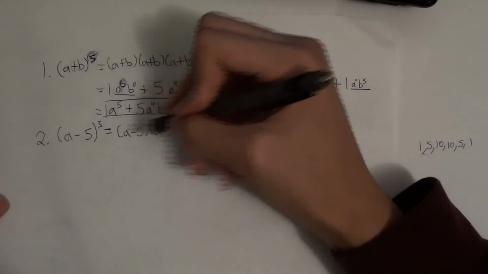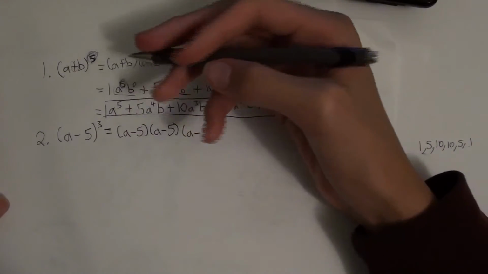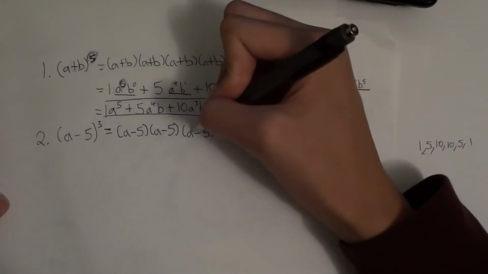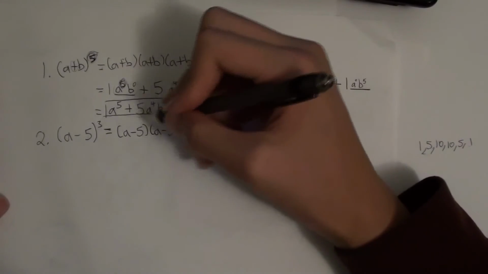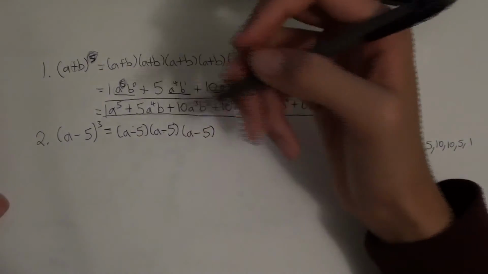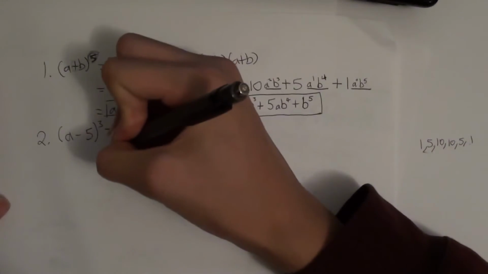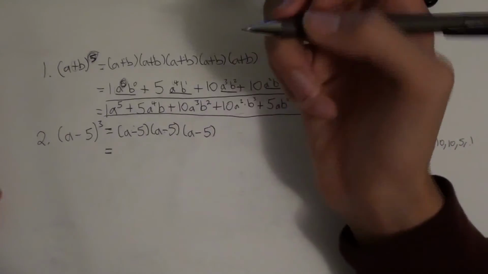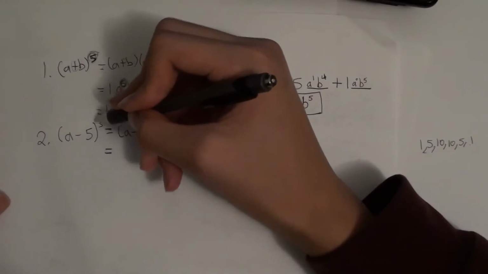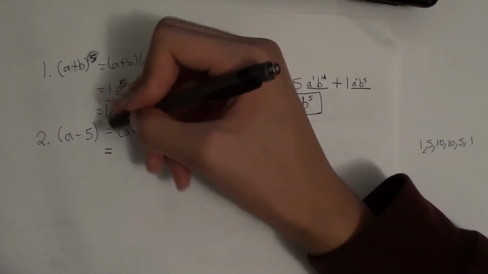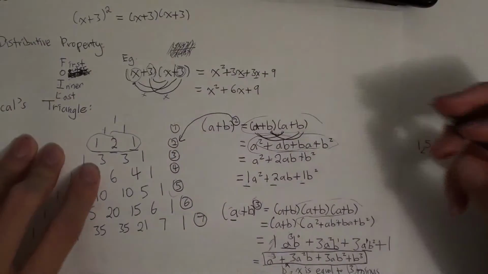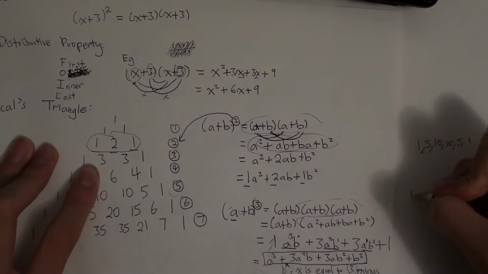So you could always factor this out. It's relatively small. You could just do (a - 5) times (a - 5), multiply this together, and then multiply that by (a - 5). But I'm being confusing. Let's just focus on the shortcut way. As we might remember, the Pascal's triangle layer for the third power is 1, 3, 3, 1. I'm just going to write that on the side, 1, 3, 3, 1, so we don't forget.